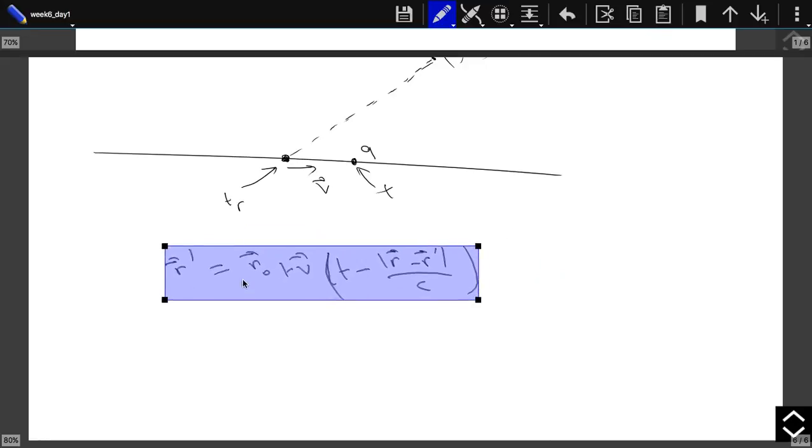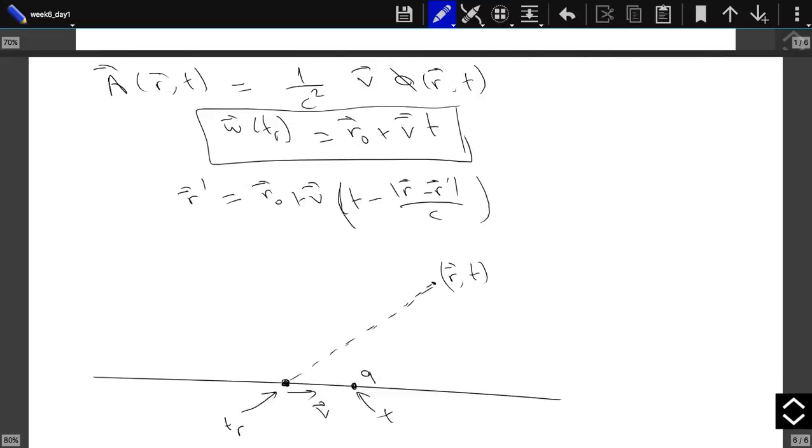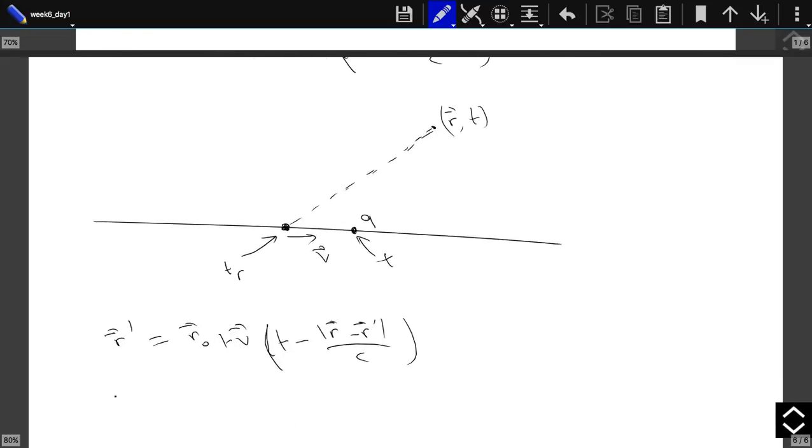Any ideas? You see, what we need to determine actually is R minus omega of TR.